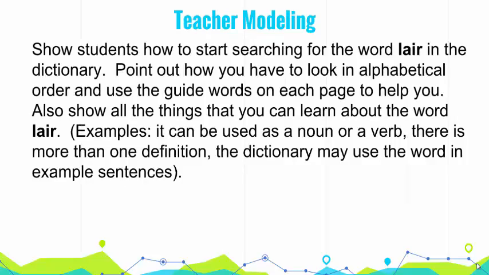The modeling phase of this lesson should take about 5 minutes. While you are showing the students how to find the word in the dictionary, be sure to go back and talk about the components you wrote on the whiteboard. Mention that a dictionary is written in alphabetical order and that there are guide words at the top of each page to help you with that. Also show where you can find what part of speech a word is and how the dictionary may use the word in sample sentences.